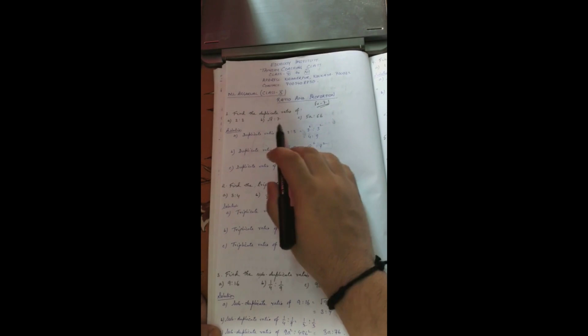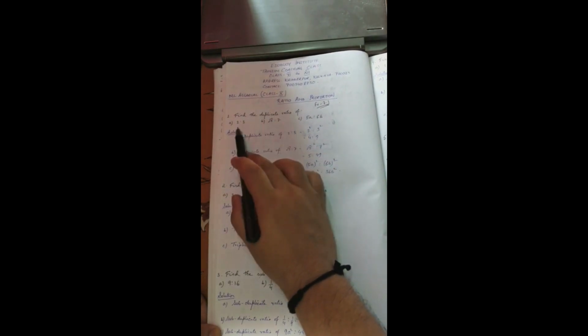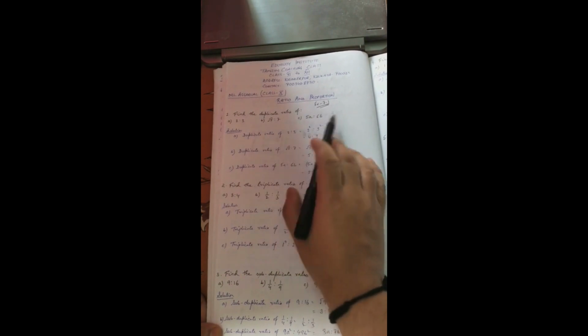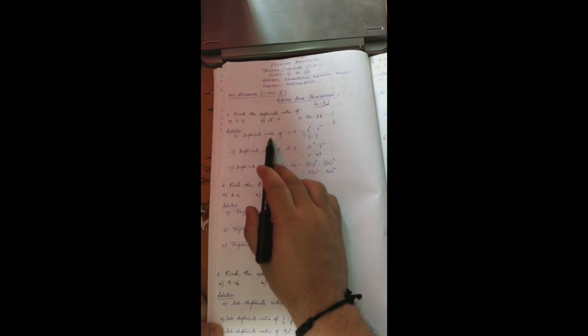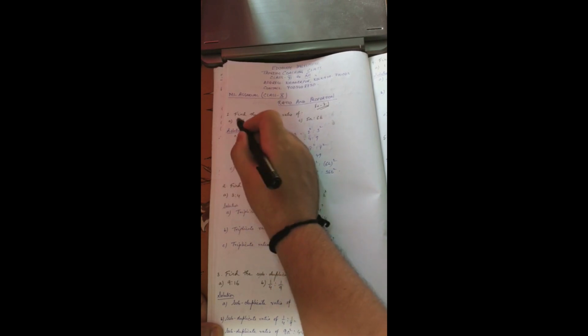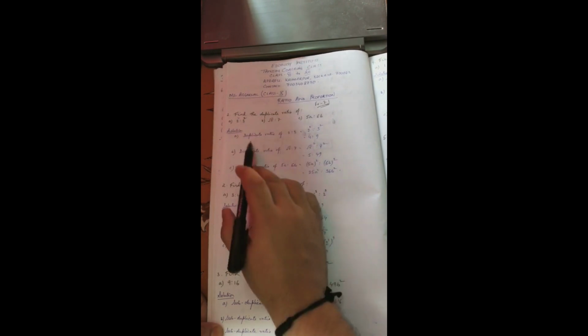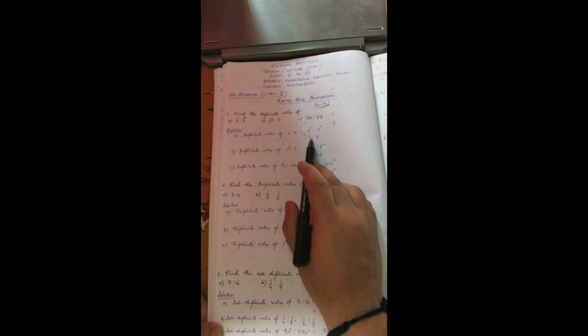What is subduplicate ratio? What is subtriplicate ratio? Okay. So the first sum is we have to find the duplicate ratio of 2:3, root 5:7, 5a:6b. There are three parts of this sum. So find the duplicate ratio of 2:3. Duplicate ratio means just square these two terms. For example, duplicate ratio of 2:3 will be 2 square is to 3 square. 2 square is 4 and 3 square is 9.